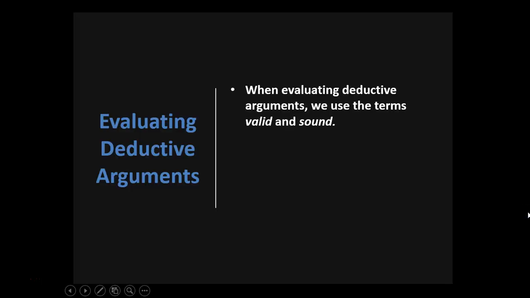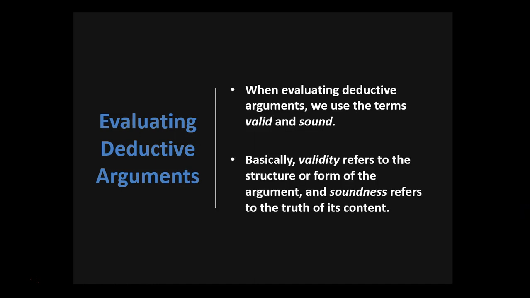So, when evaluating deductive arguments, we use the terms valid and sound. Validity refers to the structure or the form or the logic of the argument. And soundness refers to the truth or falsity of its content. So evaluating arguments, be they deductive or inductive, is a two-step evaluation. You check the logic first. If the logic is okay, then you move on to figuring out whether or not the premises are true.